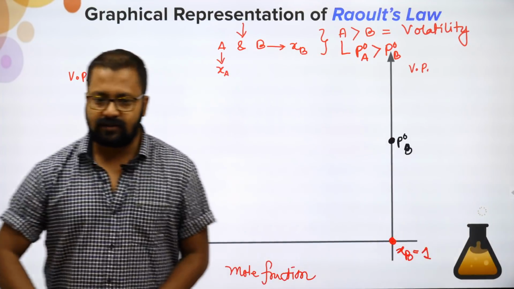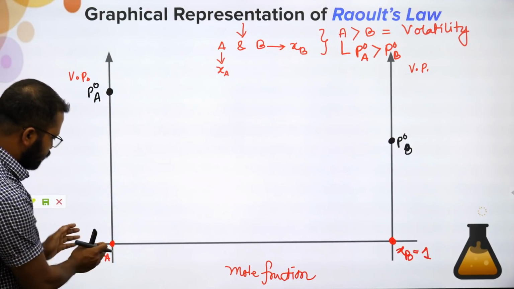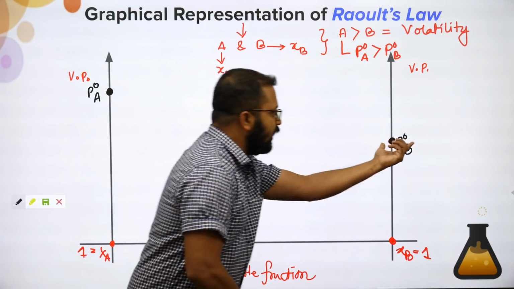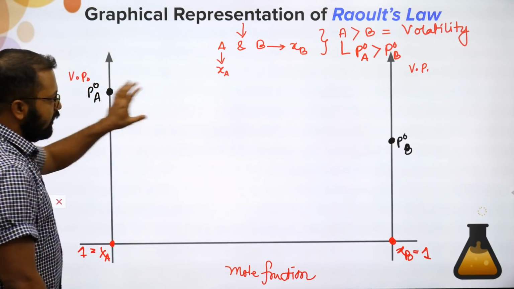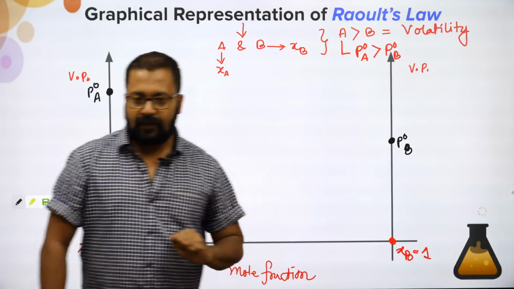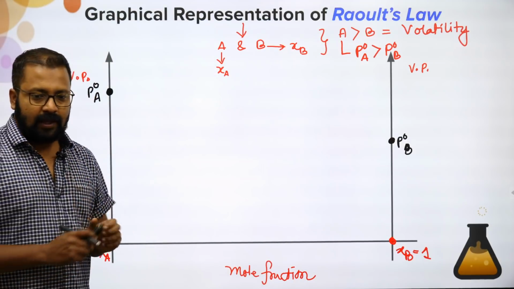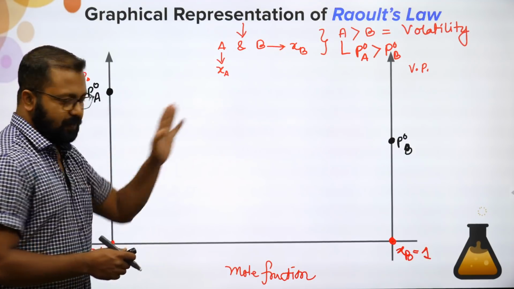Why will it be like this? Because I know that for pure solvents, the vapor pressure of A is higher than that of B. Okay? Is it clear? Now, the vapor pressure of A is greater than the vapor pressure of B.